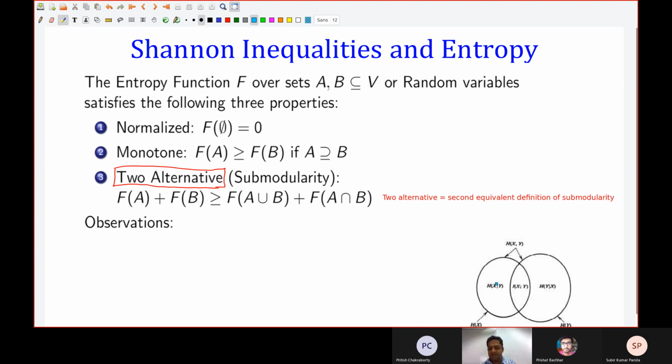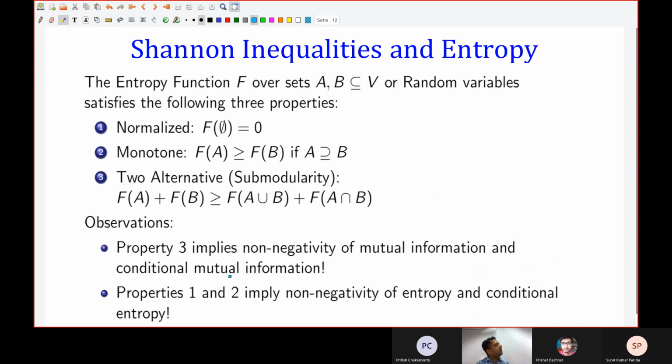I mean, you can see this in the same way, right? So f of A plus f of B is greater than or equal to f of A union B plus f of A intersection B, which ordinarily would have been equality if we were just looking at the cardinality, modular functions. So that's the reason there's such a strong bonding between entropy and submodular functions.